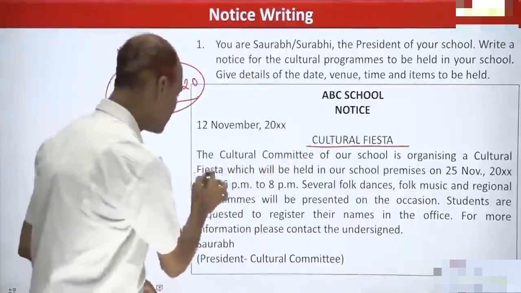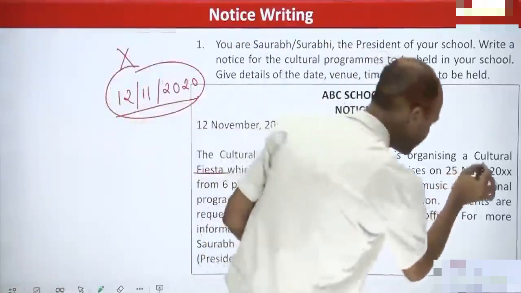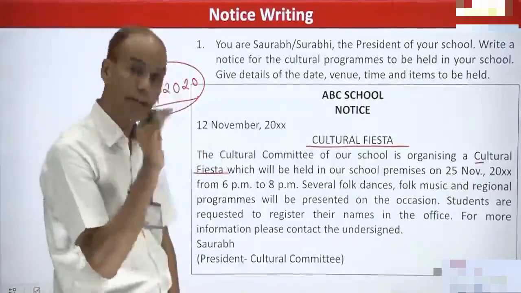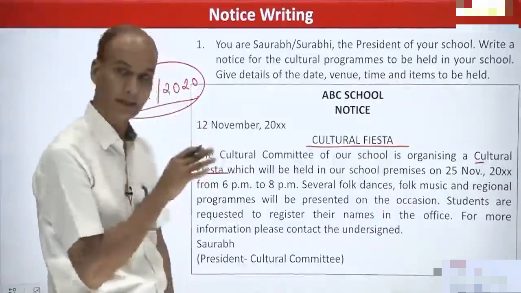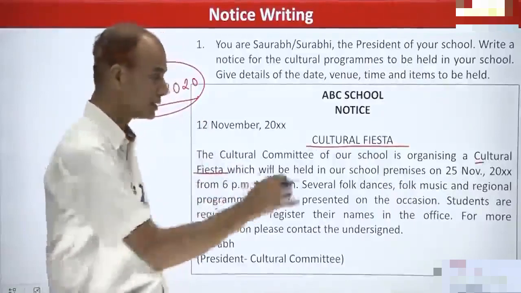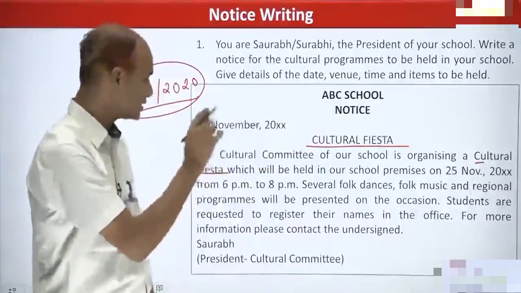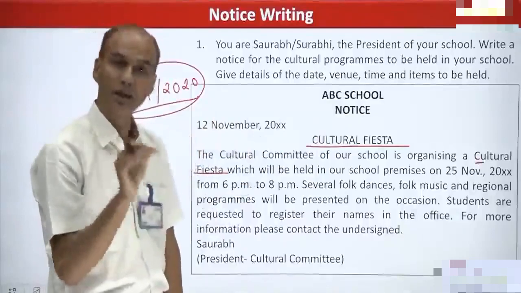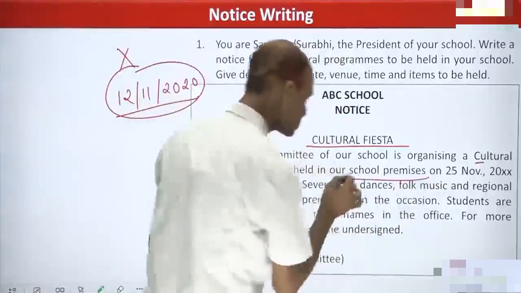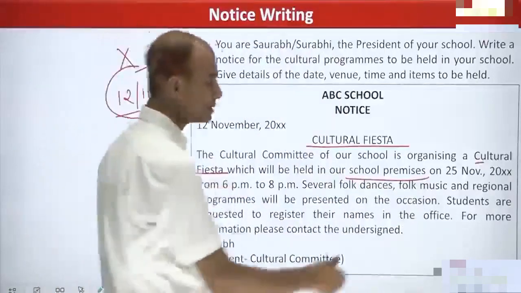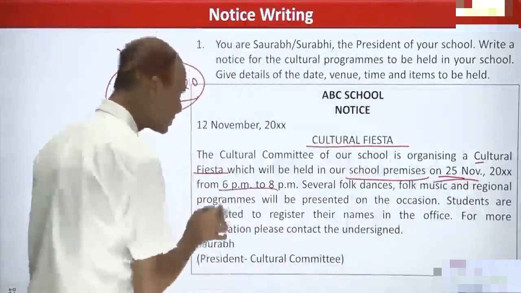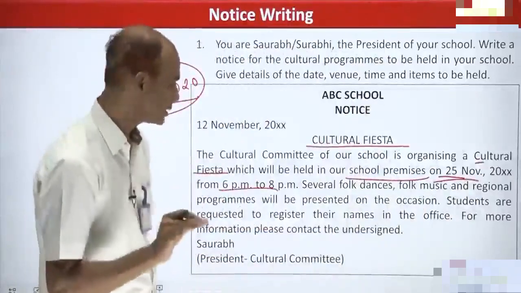And the program. Now you must notice this thing here, that here also I begin with a capital letter. Why? To highlight what I am talking of, or what the program to be held is. To highlight that, we begin, this means the first letters of the words are capitals, right? Then school premises, important. Then the date, that too is important. Then the time. These are the three important things.